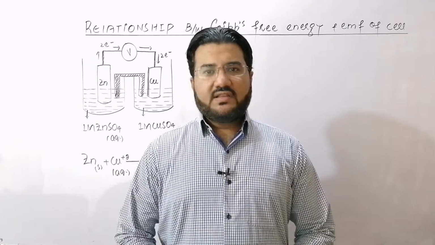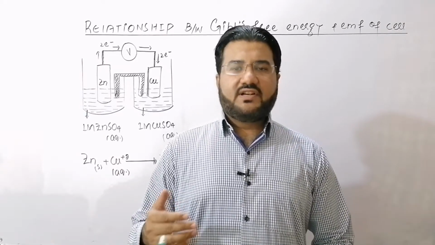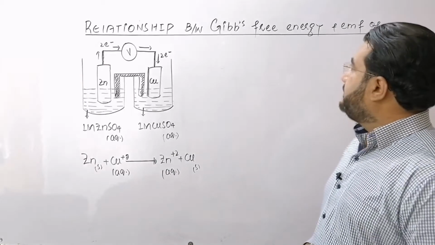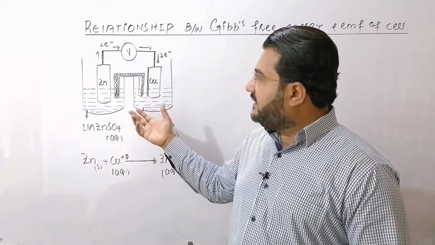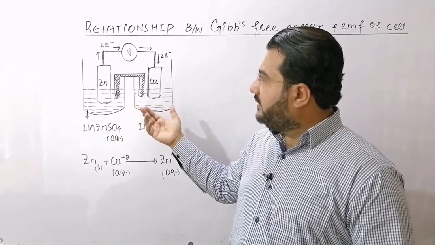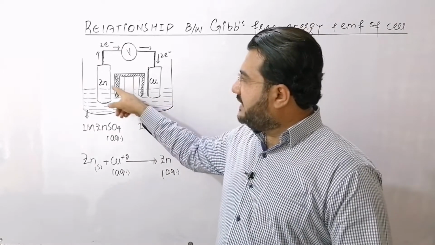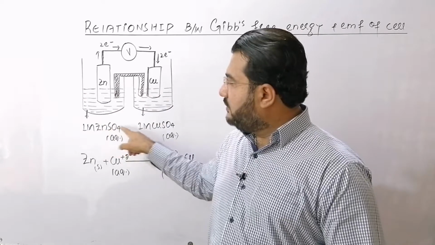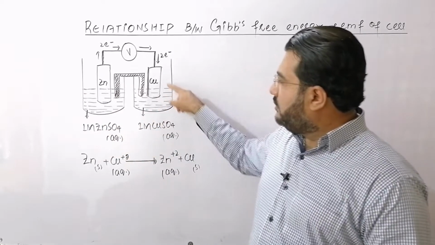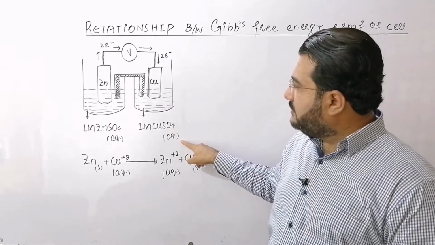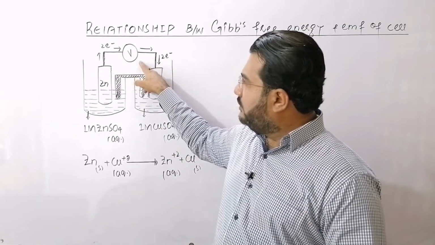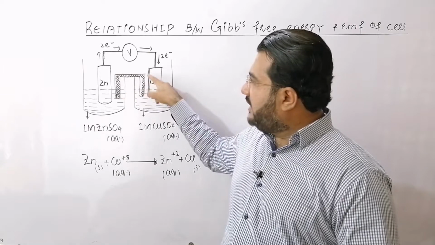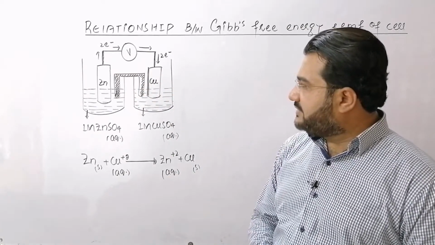Welcome dear students. In this lecture we are going to discuss the relationship between the Gibbs free energy and EMF of the cell. Now this one is the Daniell cell in front of you, in which a zinc plate is dipped in 1 molar solution of zinc sulfate, and a copper plate is dipped in 1 molar solution of copper sulfate. Both these electrodes are connected through a voltmeter and the electrolytes are connected through the salt bridge.